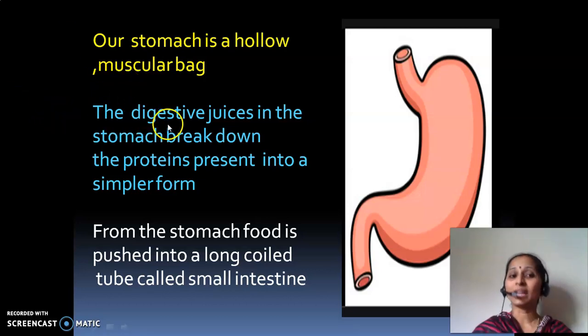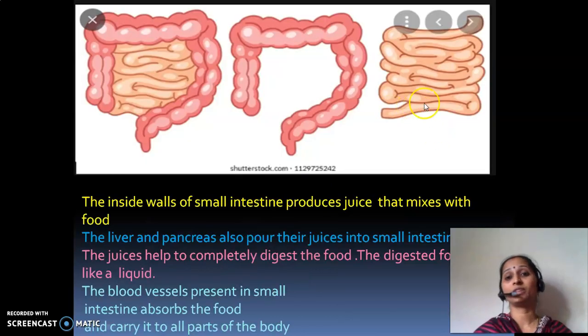Let us see. The digestive juices in the stomach break down the proteins present into simpler form. The digestive juices present in the stomach mix with the food and break down the food into simpler form. From the stomach, food is pushed into a long coiled tube called the small intestine. Again, from the stomach, the food is passed into the small intestine. Here it is.